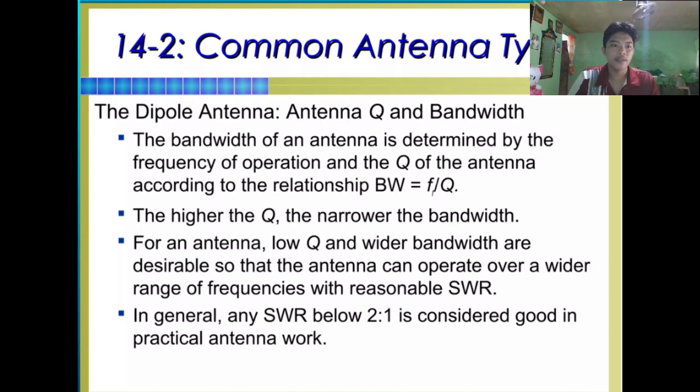Antenna Q and bandwidth. The bandwidth of an antenna is determined by the frequency of operation and the Q of the antenna according to the relationship bandwidth equals frequency over Q. The higher the Q, the narrower the bandwidth. For an antenna, low Q and wider bandwidth are desirable so that the antenna can operate over a wider range of frequencies with a reasonable SWR. In general, any SWR below 2:1 is considered good in a particular antenna network.